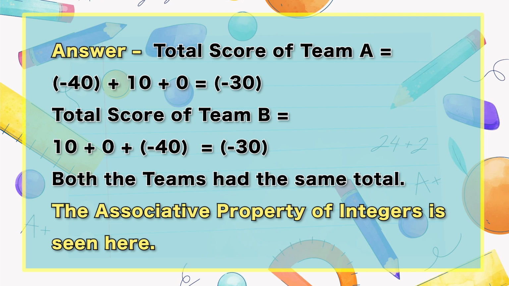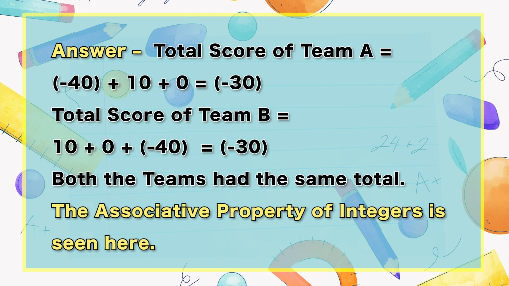To solve it, let us first find the total score of both the teams. The total score of Team A is -40 plus 10 plus 0, which is -30, and the total score of Team B is 10 plus 0 plus -40, which is also -30. Now, here both the teams have scored the same total, and the associative property of addition of integers is seen here.